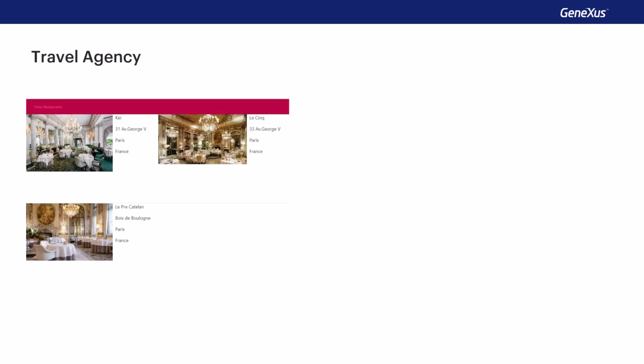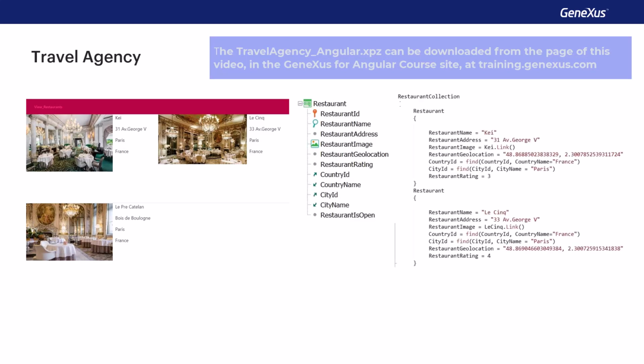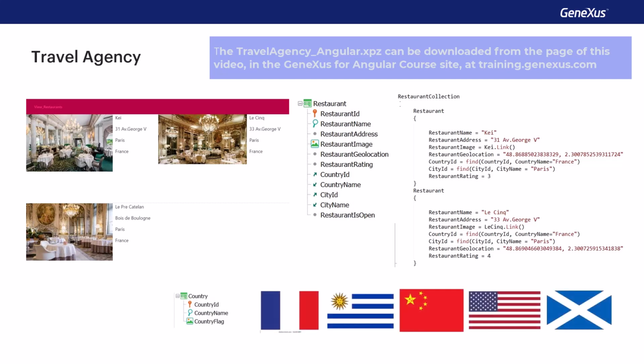As part of the services offered by the travel agency, there's a list of restaurants for each city, including directions and a rating for each restaurant. To solve this requirement, you import an XPZ file with the restaurant transaction, the restaurant data provider that will automatically load the data, and the photos of restaurants that will be included in the KB. The XPZ will also add the country flag attribute to the country transaction, and the images of each country's flag to the KB.